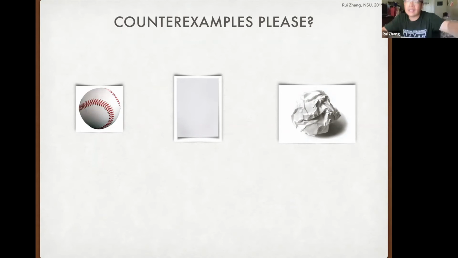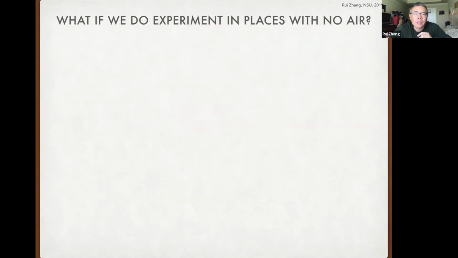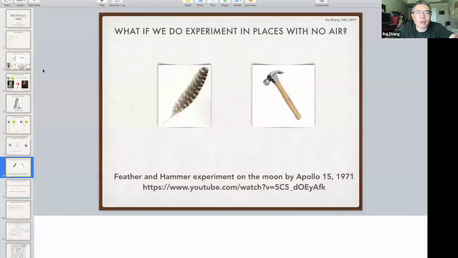Again, this verifies the idea that the surface area, or the air resistance, is the thing, because they're obviously the same objects. The only difference is that you reduce the area of this one by making it like this. So we conclude that air resistance is important sometimes, especially when you have a really large surface area.